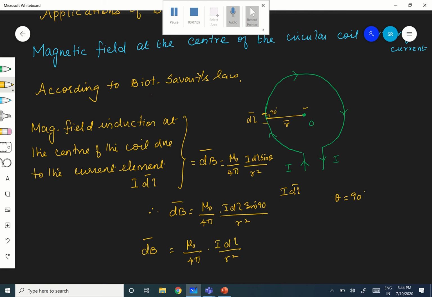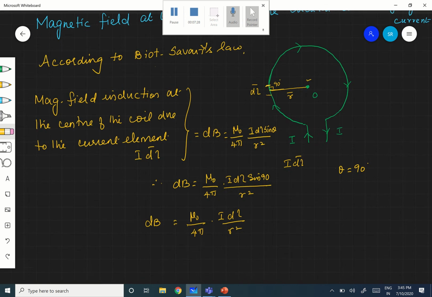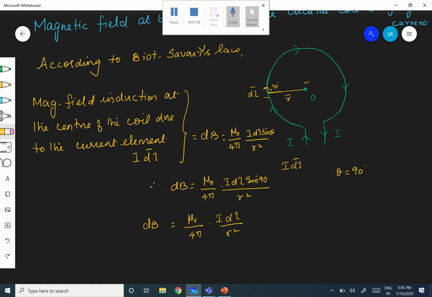Okay. So this is the magnetic field at the center due to a very small current element I dL. This is nothing but, you can say, the magnitude only. We have not given the direction. It's just a magnitude, so let me take out this. Why? Because we are giving only the magnitude here. Direction we are yet to find.